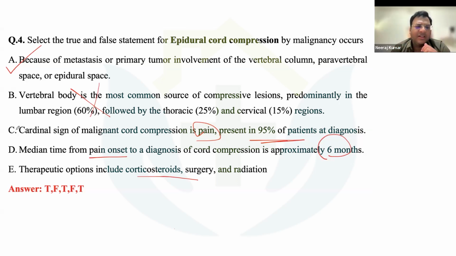And the third option, the cardinal sign of pain, is perfectly right. And the fourth option is not right. The median time from pain onset to diagnosis of cord compression is not 6 months. And the last option, the therapeutic options, includes all three statements. Okay, just see the statements.